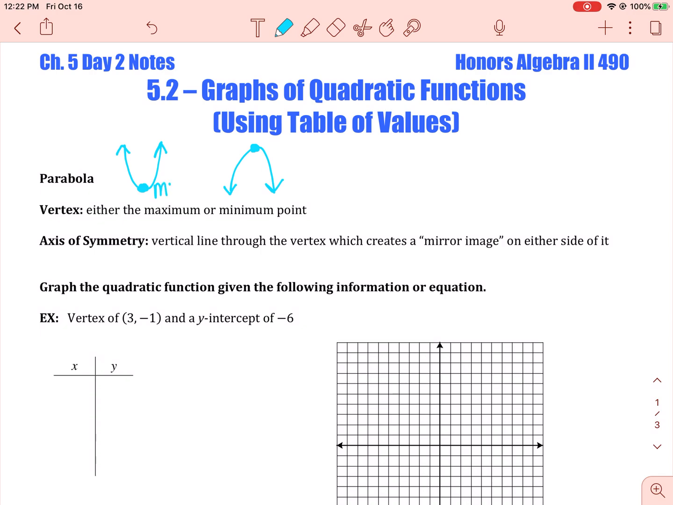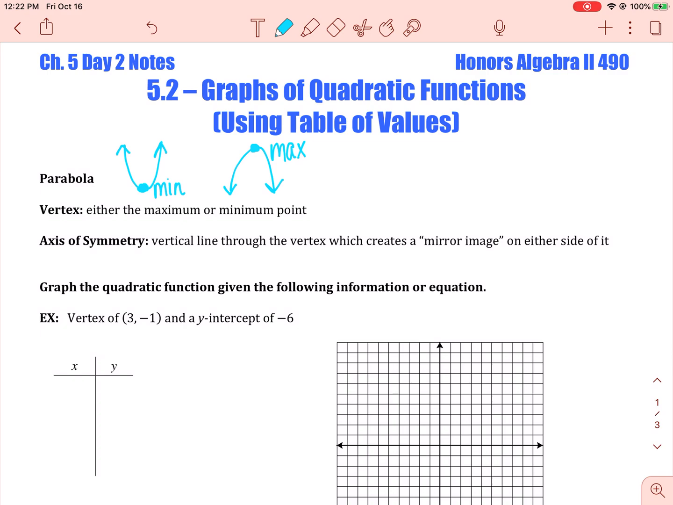So if I have a quadratic like this, opening up, that vertex will be the minimum, the smallest value. Versus if I have my parabola that opens down, my topmost point will be the maximum vertex.